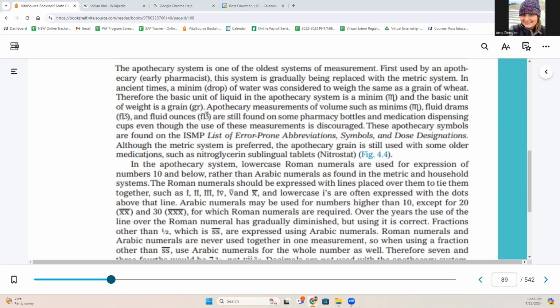The Roman numerals should be expressed with lines placed over them to tie them together, such as 1, 2, 3, 4, 5, and 6. You can see those. And lowercase i's are often expressed with the dots above the line. Arabic numerals may be used for numbers higher than 10, except for 20 and 30, for which Roman numerals are required. Over the years, the use of the line over the Roman numeral has gradually diminished, but using it is correct.